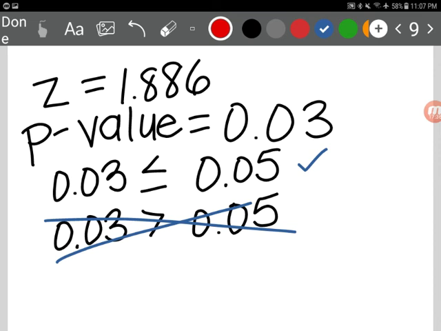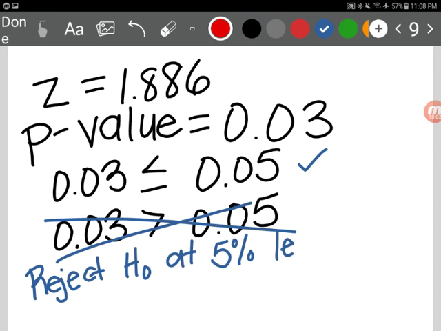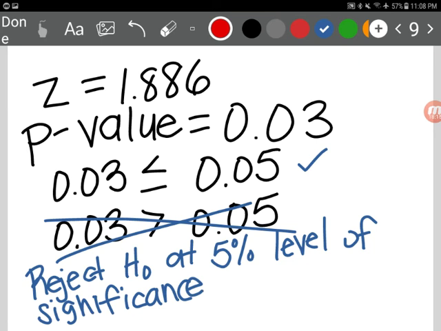Okay, so since we have concluded that the p-value is less than or equal to the level of significance, which was 5%. So what does this mean? So what this means is that we are to reject the null hypothesis at the 5% level of significance as P is less than or equal to 0.05. Very easy to look at.